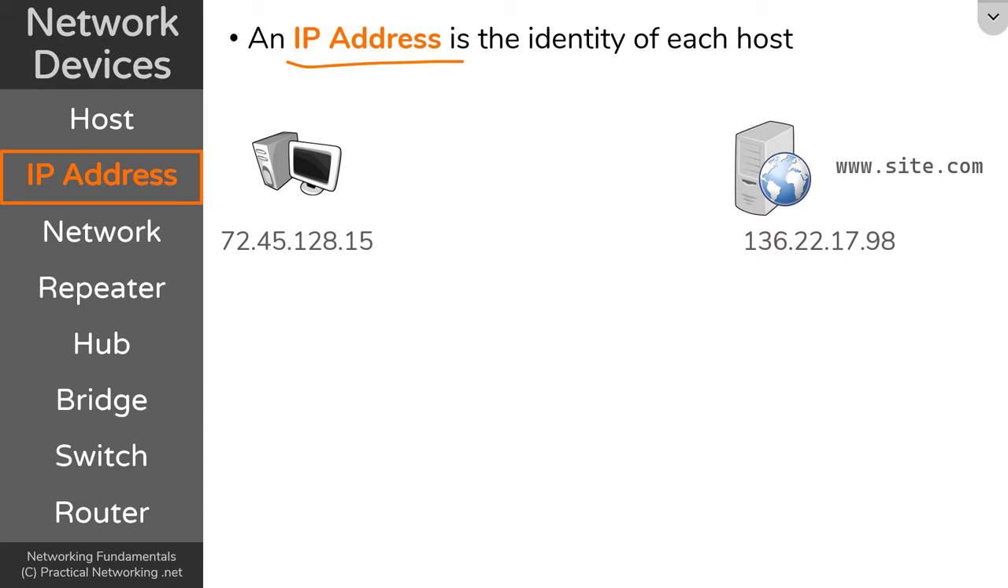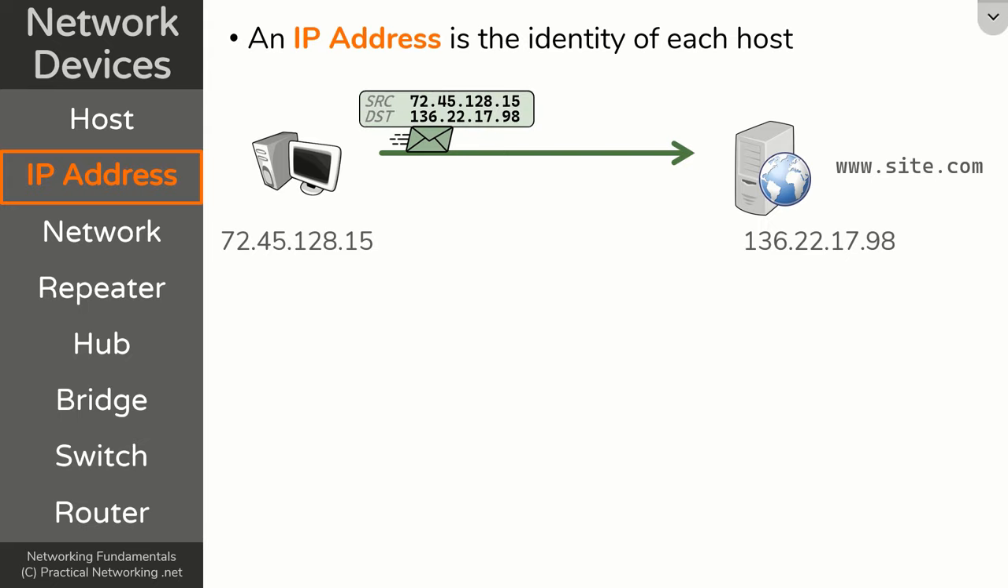This is what the IP address is. It is the identity of every single host. Now, these IP addresses are actually going to be stamped on everything that each host sends. For example, when this client over here makes a web request to site.com, on this packet, which includes what web page it is asking for, the client is going to stamp the source and destination IP addresses.